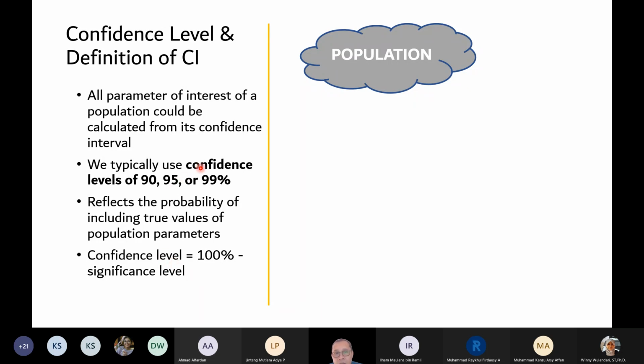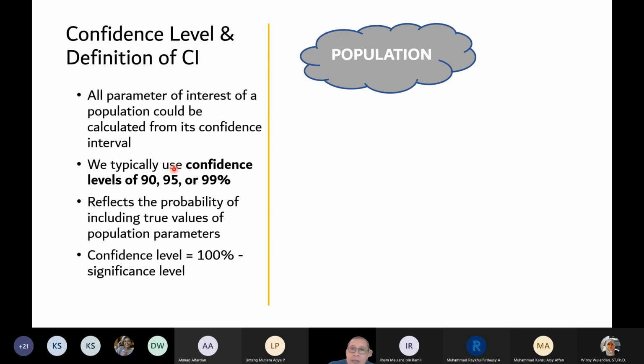So when we say confidence level of 90%, this is the same as saying that we're using 10% significance level. Or when people use significance level, it is customary to use fraction numbers, not percentages. So 90% confidence level is the same as 0.1 significance level. 95% confidence level is the same as 0.05 significance level.